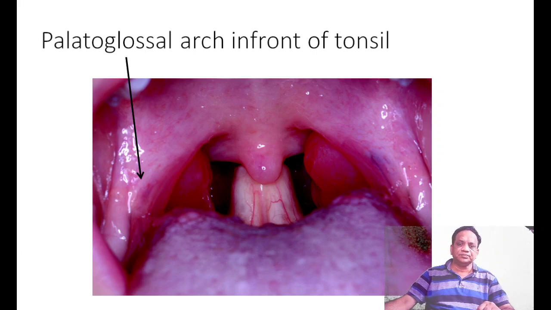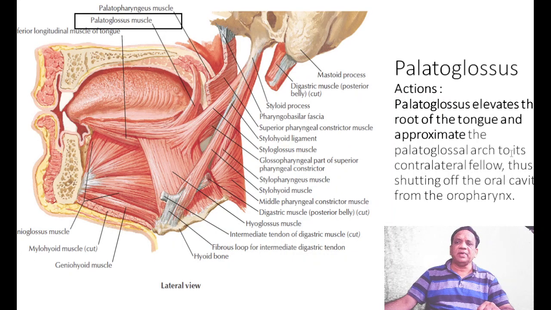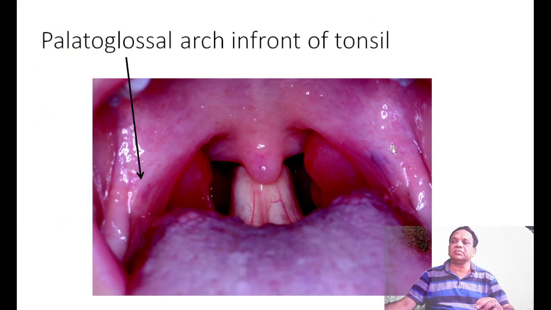So what is the action of this muscle? The palatoglossal arch continues to the tongue and it lifts the tongue, it holds the tongue like a sling. Actually, this muscle or this arch is meant to close the pharyngeal isthmus during what we call swallowing. During swallowing we have to stop our breathing for a moment. That is helped by this palatoglossal arch from above.